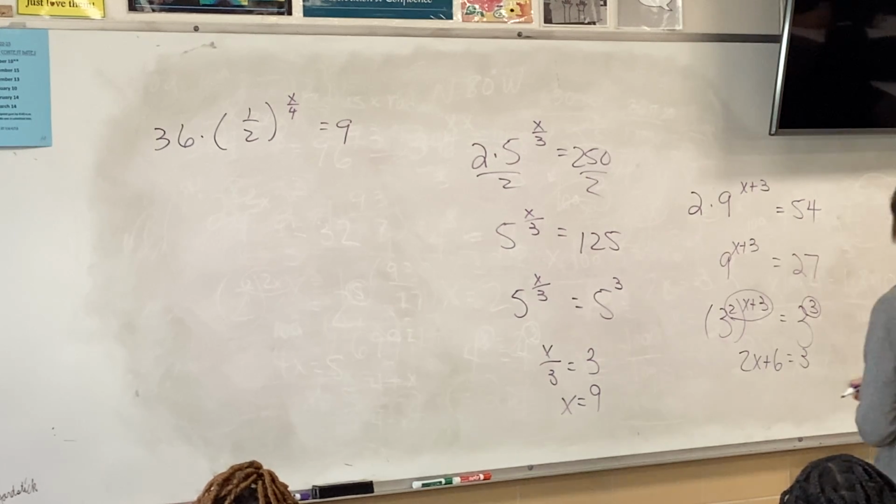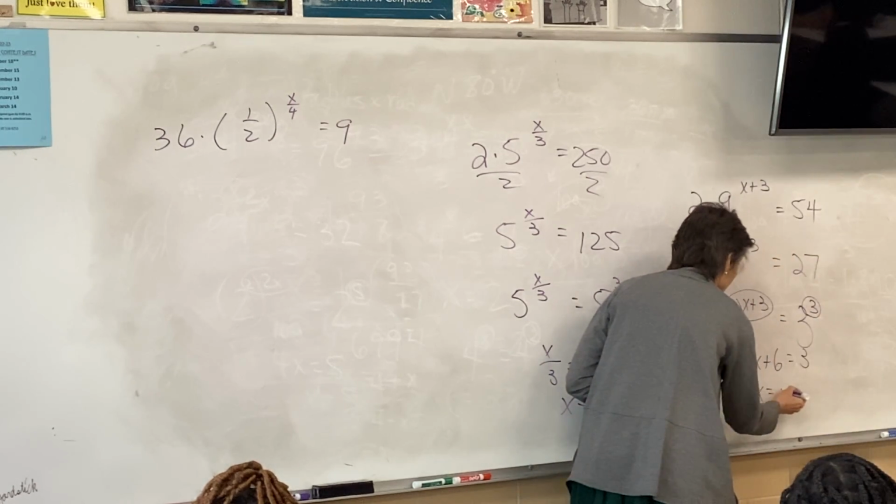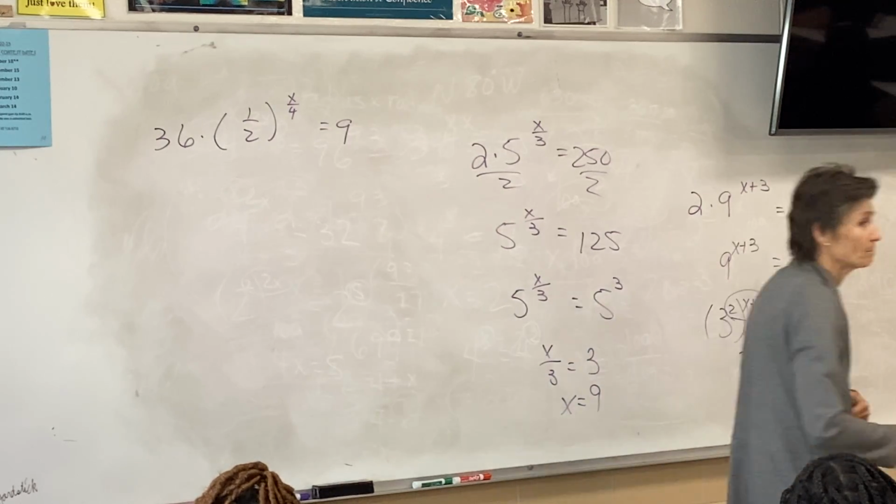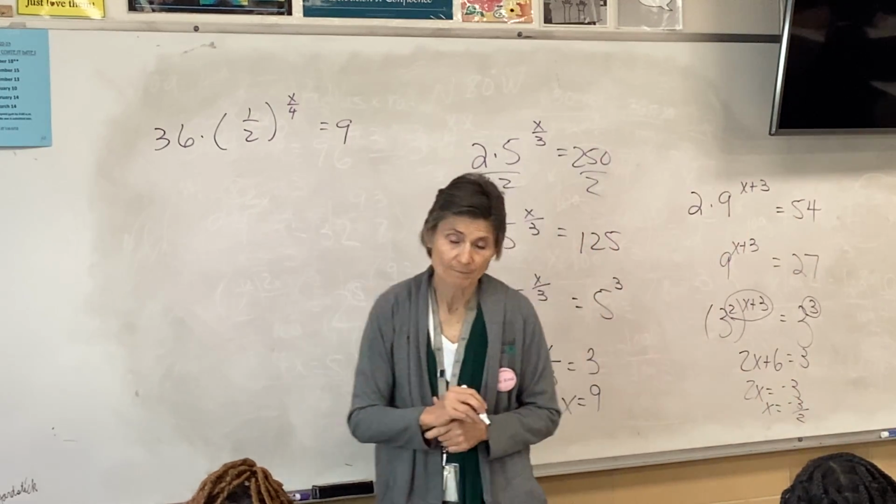Yep, that's exactly what he did. Beautiful. So 2x equals -3. Did he get -3 halves? Perfect. Beautiful. Can I do D? Yep.